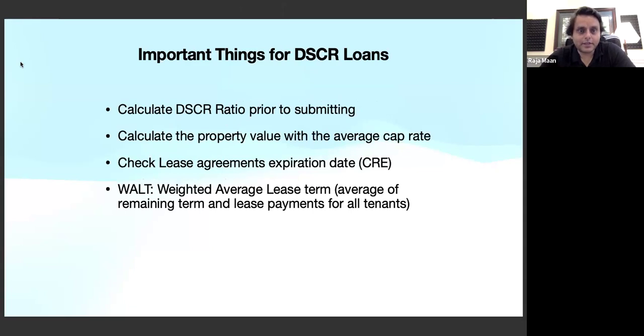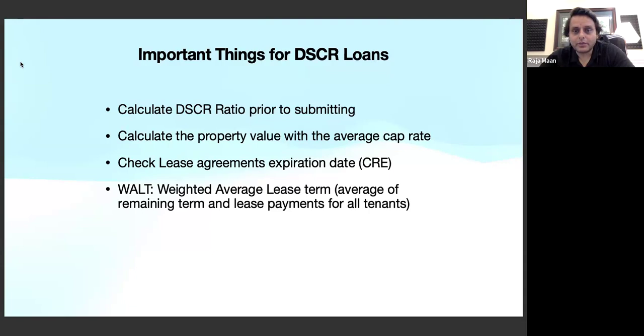Important things for DSCR loans: as a professional, we have to calculate the DSCR ratio prior to submitting the deal, because we receive so many applications. If the DSCR ratio doesn't make sense, the lender will decline the deal. So we have to make sure what the revenue is, what the expenses are, what we can add on, and what the NOI is after the expenses. There are some expenses you can write off and include in the NOI, net operating income.